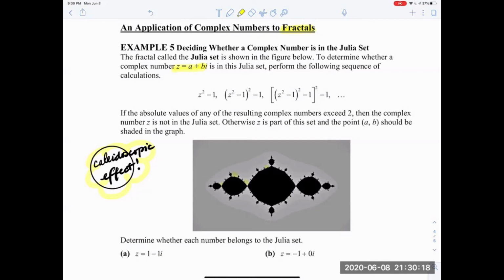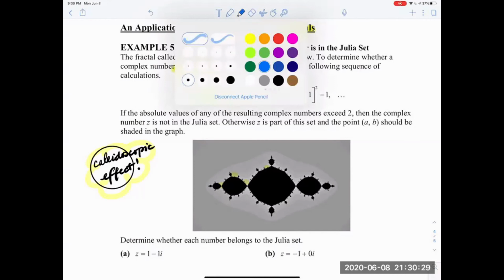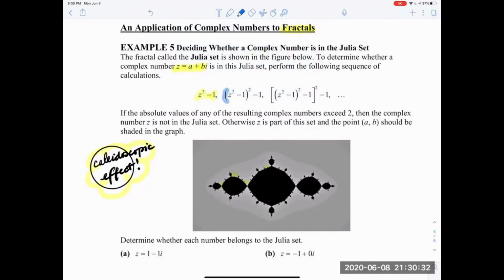Perform the following sequence. We're going to take that z and square it and then subtract 1. Then the next step, you're going to take the previous z, which was z squared minus 1, and again, you're going to square it and subtract 1. And you're going to keep doing that. Now you're going to take the whole thing from the second step, square that one and subtract 1. And every single time you get a new number.